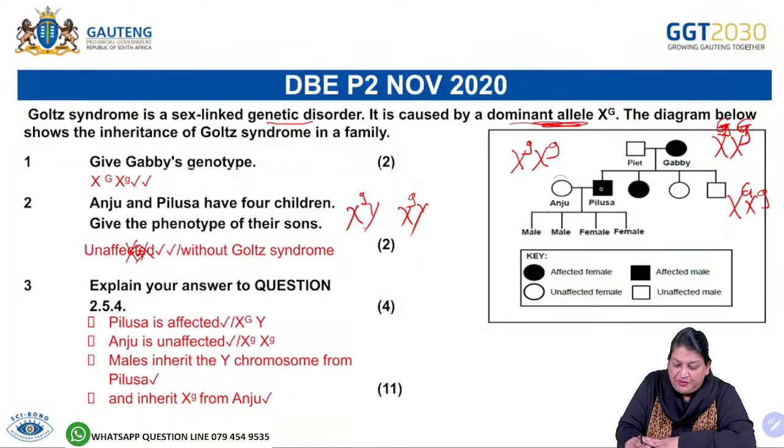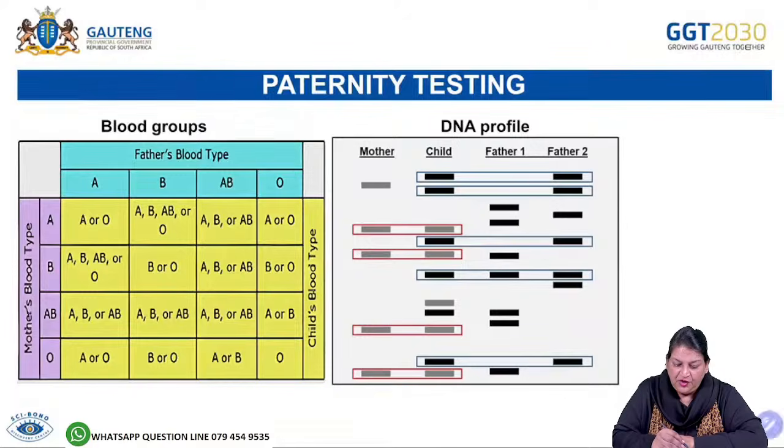It's X to the power big G Y, okay, here. And Anju is unaffected, she's normal. Genotype is males get the Y chromosome from the father, and therefore the X to the power small g is inherited from Anju, which is the mother. Okay, so children, we are fighting for time, right?